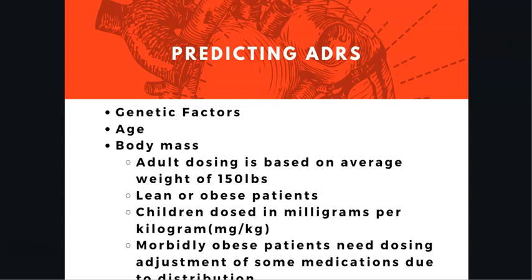Morbidly obese patients need dose adjustment of some medications due to the distribution of the drug. So you always have to take these factors in when you're prescribing. So think about children. If they're very thin, then you may have to decrease the dose of medicine that you're giving because they have the body type like a pediatric patient. Or if they're very obese, they may require medication adjustment. They may need something more.